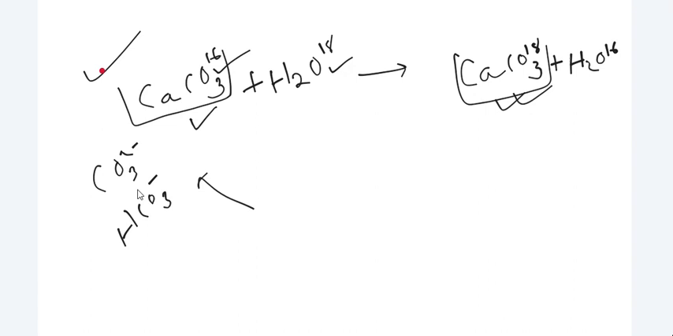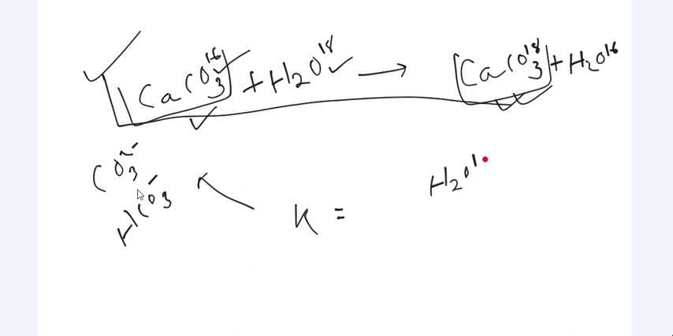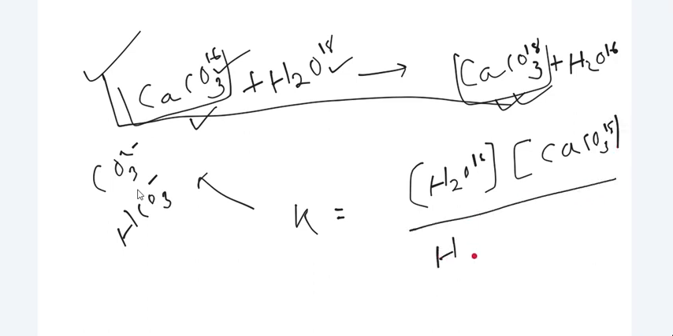If we measure the equilibrium constant of this reaction, what will the equation be? K is equal to H2O 16 into CaCO3 18 by H2O 18 into CaCO3 16. So this will be the formula for the equilibrium constant of this reaction.